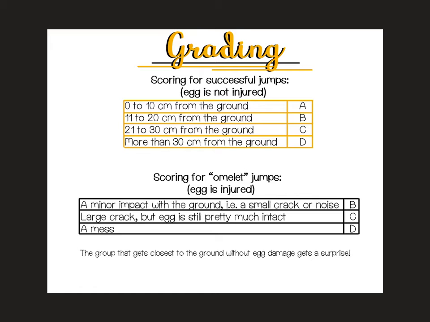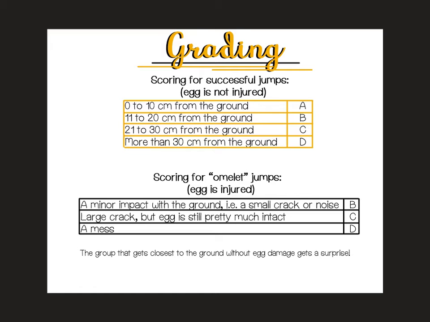So if your egg is 0 to 10 centimeters from the ground when we check your video, your group would get an A for that part. If it's 11 to 20 centimeters from the ground, you would get a B. 21 to 30 centimeters would be a C. More than 30 centimeters from the ground would be a D.